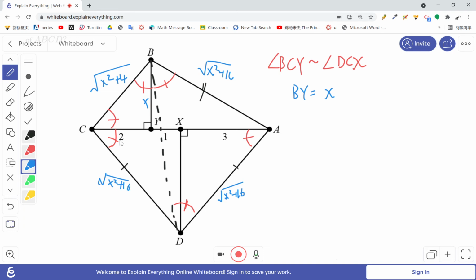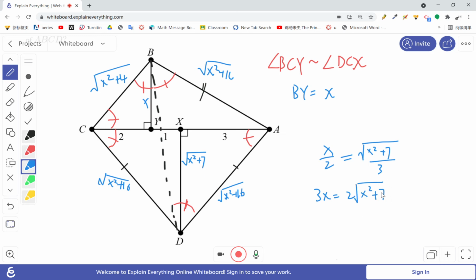Now we see that this is 2 and this is x, and when we break out the Pythagorean theorem, this is equal to the square root of x squared plus 7. So now we just break out a similar triangle. We can say that x over 2 is equal to the square root of x squared plus 7 over 3. So we get 3x is equal to 2 times the square root of x squared plus 7.